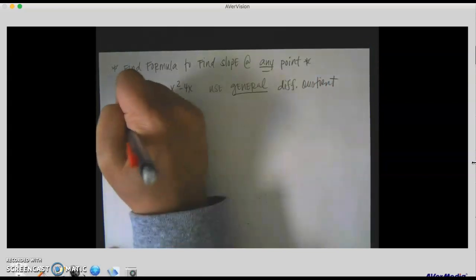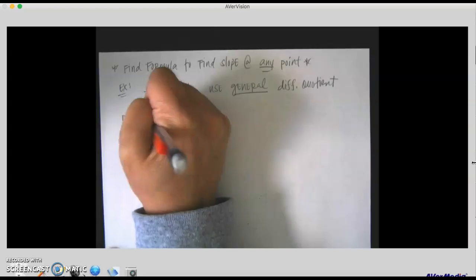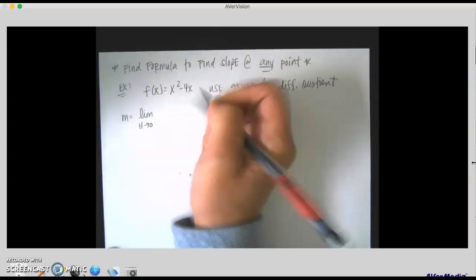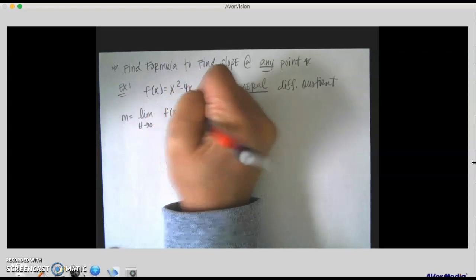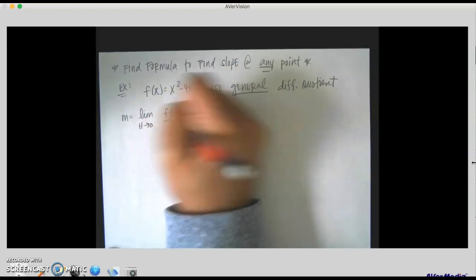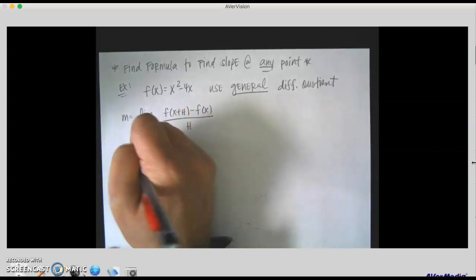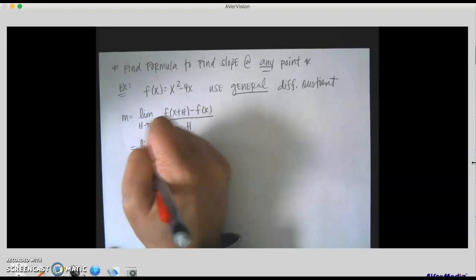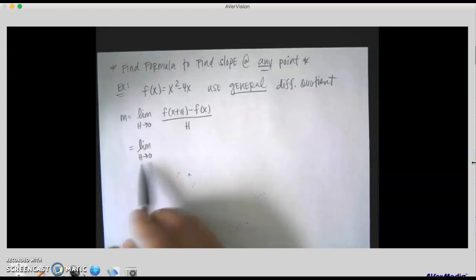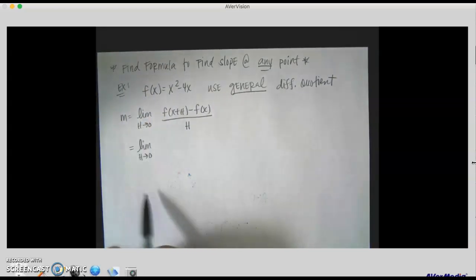So you can have m equals limit, h approaches 0 of our difference quotients. So we have equals limit. Make sure that the equal sign is on the left side of the limit, because you're going to have to write limit each time. Okay? And then the equal sign just follows all the way down.